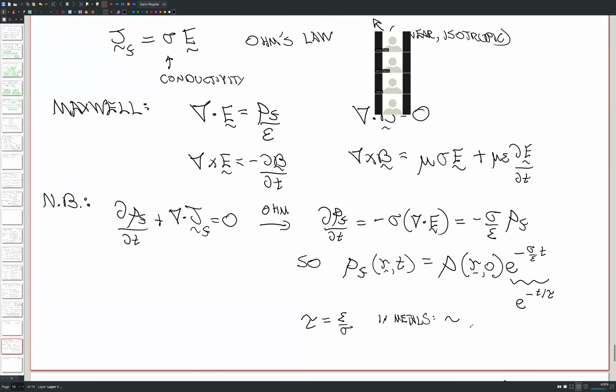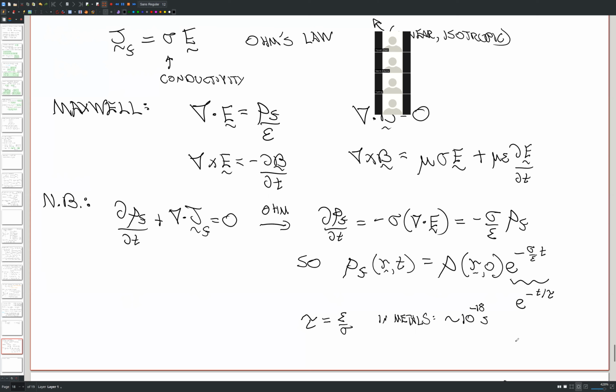This is like something like 10 to the minus 18 seconds. Okay, so an attosecond. This is absolutely stupidly fast because, of course, there's a lot of charge available in a conductor that is very mobile. So whatever you have is going to be compensated for extremely quickly.